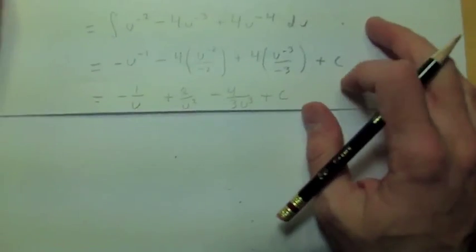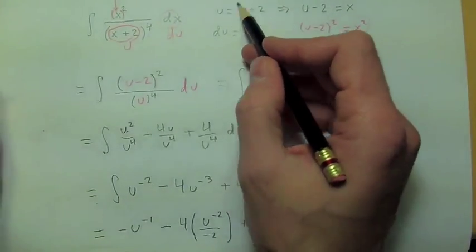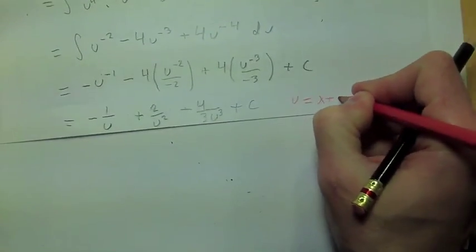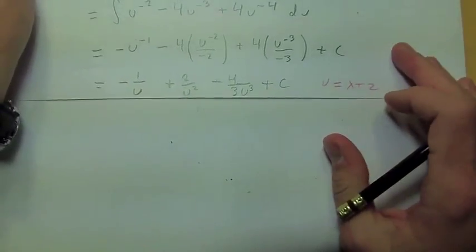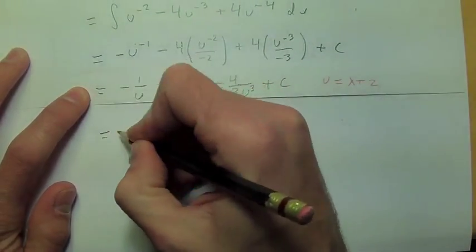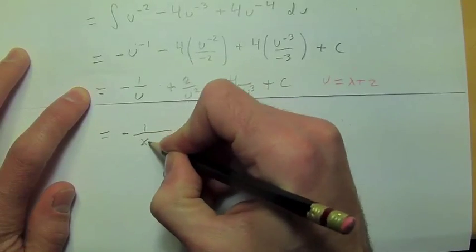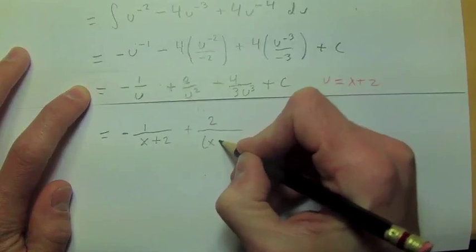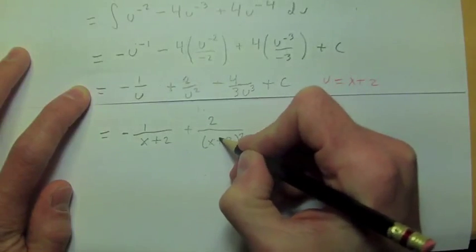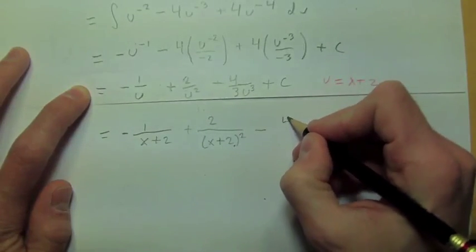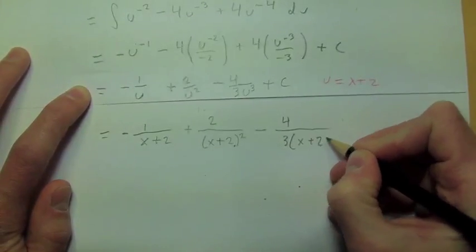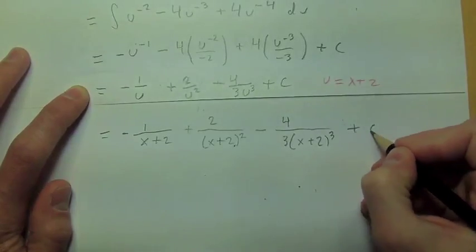And then we're going to put our x's back in. So if you remember, u was x plus 2. So x plus 2 is going to be put into our u's. So I'm going to get negative 1 over x plus 2 plus 2 over x plus 2 squared minus 4 over 3 times x plus 2 cubed plus c.